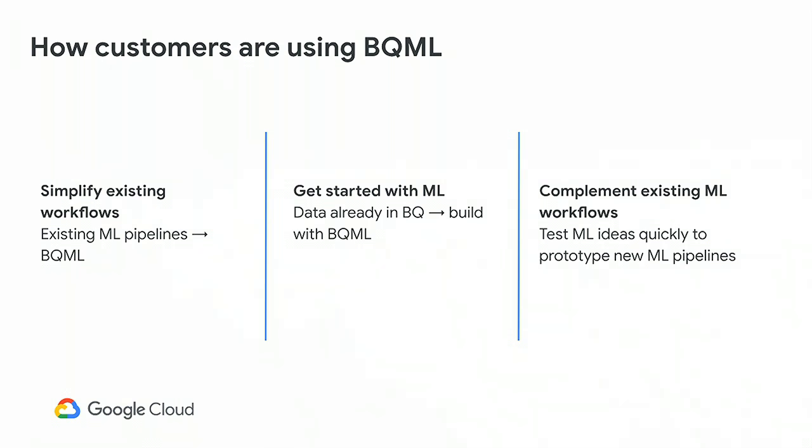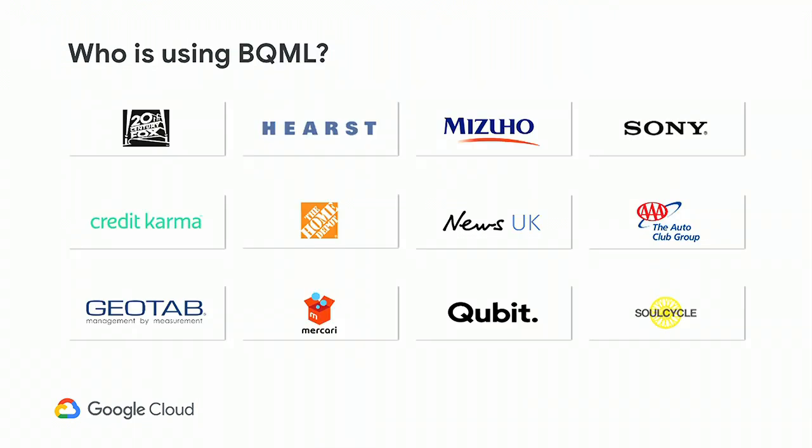So just to summarize the different use cases that we've seen with BQML so far, we've seen customers use BQML to simplify existing workflows. So take existing machine learning pipelines, custom pipelines, and then move those over to BQML. We've also seen BQML as a great entry point to machine learning. So for data analysts that might not have experience with ML, and their data is already in BigQuery, they can just write some SQL queries to get started training custom machine learning models. And then we've also seen it used to complement existing machine learning workflows. So let's say you have a custom machine learning pipeline, but you've got a new idea, and you want to test it out to see if there's a relationship between a specific set of features and labels. So we've seen a bunch of customers using BQML so far.